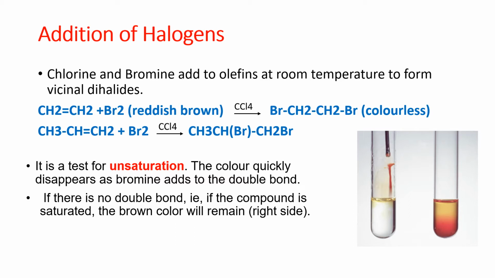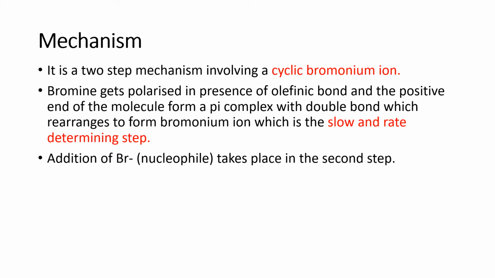And this addition of bromine to unsaturated compounds is a test for unsaturation. So when bromine is added to an unsaturated compound, there will be immediate decolorization. And in the case of saturated compounds, there will be no decolorization. Now let us see the mechanism of addition of bromine to olefin. It's a two-step mechanism involving a cyclic bromonium ion.